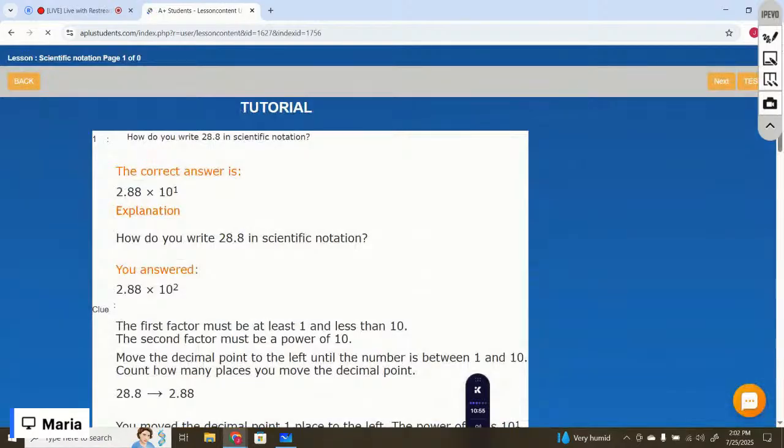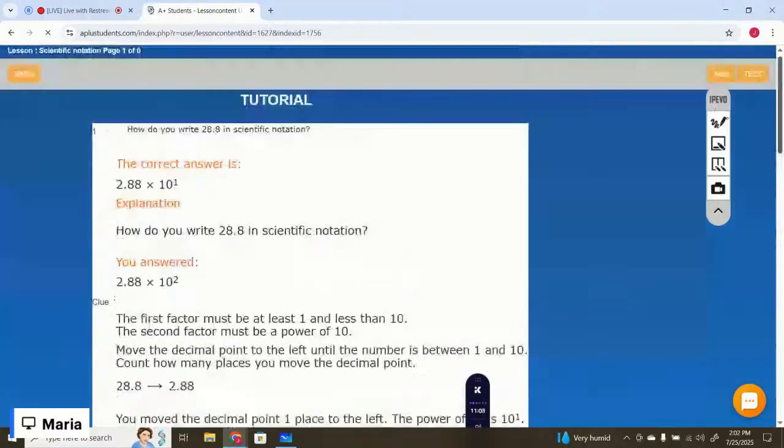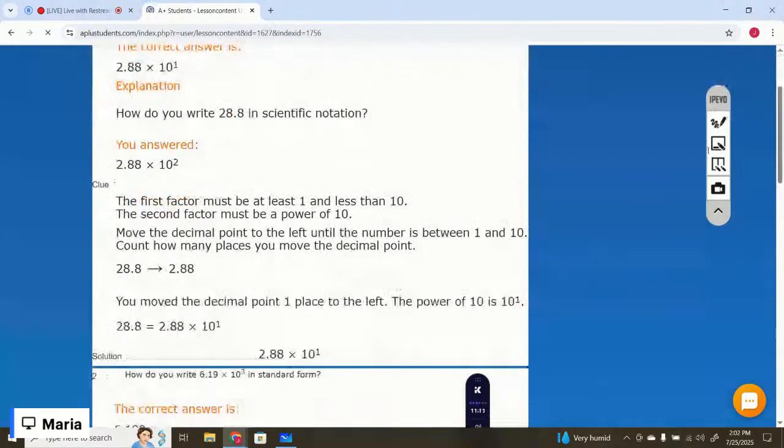How do you write 28.8 in scientific notation? So we need to move the decimal point to the left until the number is between 1 and 10. Count how many places you move the decimal point. So you move the decimal point from here to here. So it would be 2.88 times 10 exponent 1.